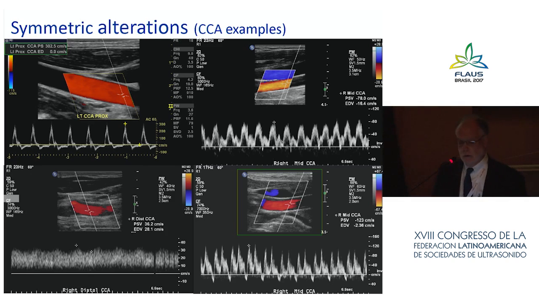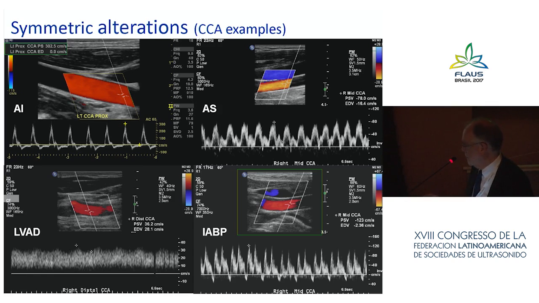So this is an example of a number of different symmetric alterations, and I'm just showing the common carotid arteries here, but you have to take my word for it that these same waveforms or characteristics of the spectra were seen in all the other cerebral arteries, and each of these is an illustration of different types of disease, and I think they're certainly of interest.